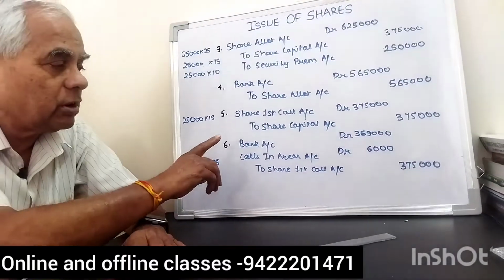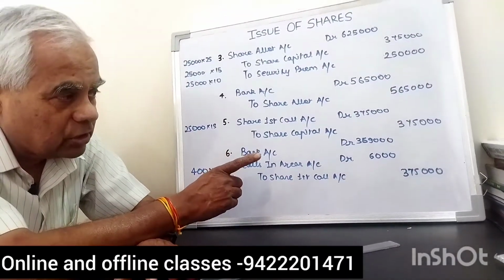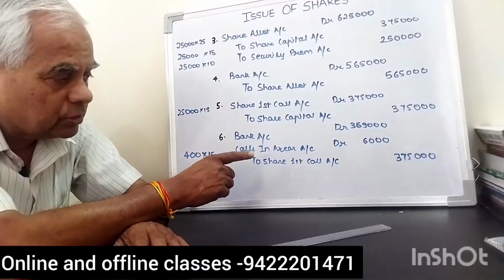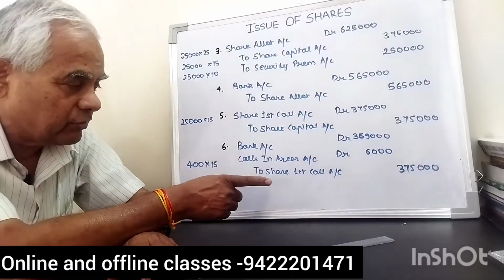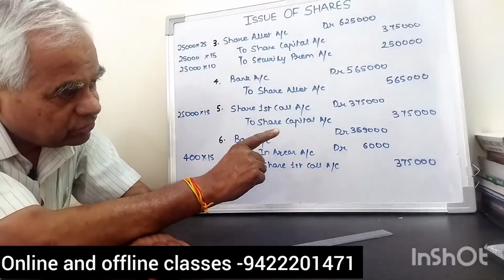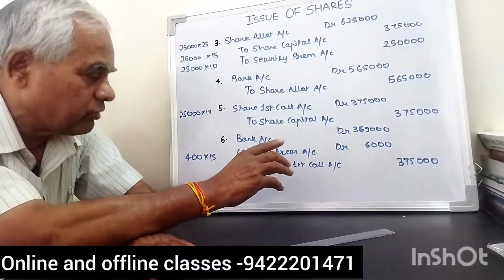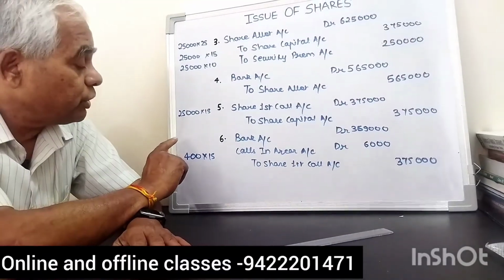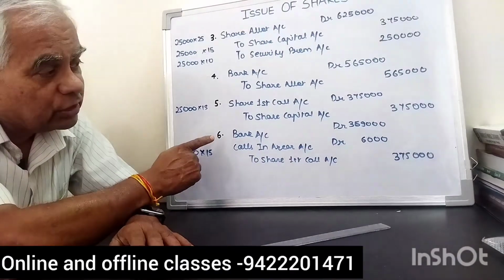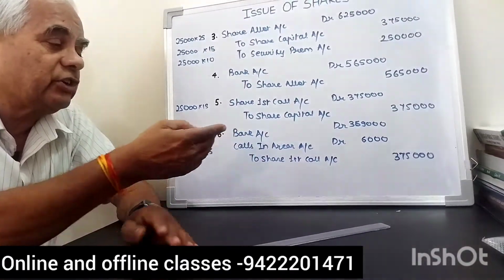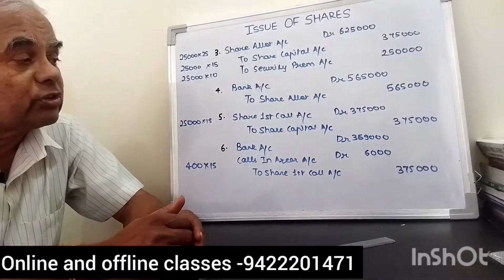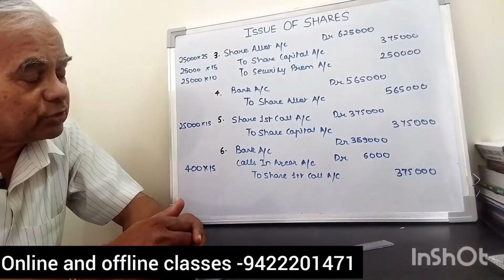Again, I am going to repeat. Bank account debit, balancing figure 3,69,000. Calls in arrear 6,000. To share first and final call 3,75,000. 3,75,000 minus 6,000, balancing amount 3,69,000. Or we can say that 24,600 shares into 15, you will find the figure same. Narration being share first and final call received on 24,600 shares at rupees 15 each.